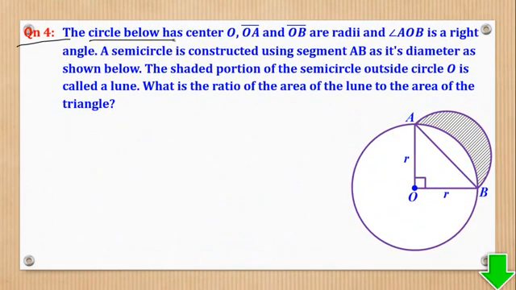Question 4. The circle below has center O. OA and OB are radii, and angle AOB is a right angle. A semicircle is constructed using segment AB as its diameter. The shaded portion of the semicircle outside circle O is called a lune. Here, what is the ratio of the area of the lune to the area of the triangle?